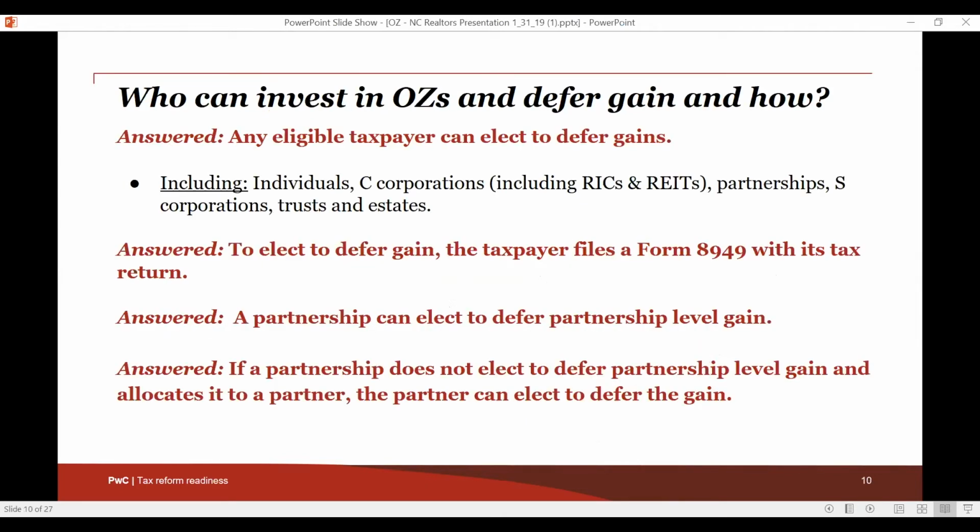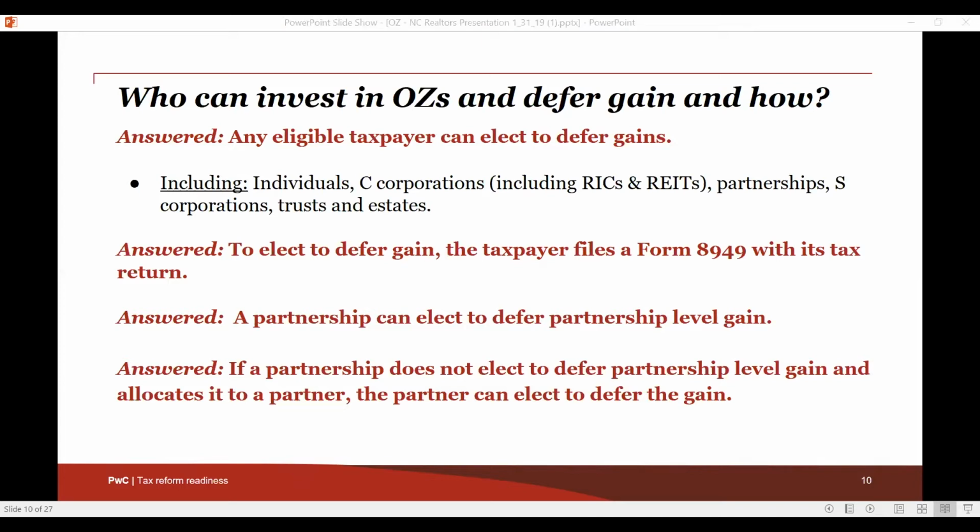So who can invest in the program? Basically, any taxpayer that is an eligible taxpayer can elect to defer gains under the program. And we are seeing all types of taxpayers taking advantage of this program, including individuals, C Corps, trusts, and businesses from all different industries. Treasury has tried to make this fairly simple. You can elect to defer gain by simply filing tax form 8949 with your tax return.